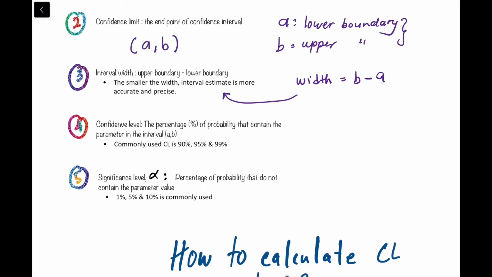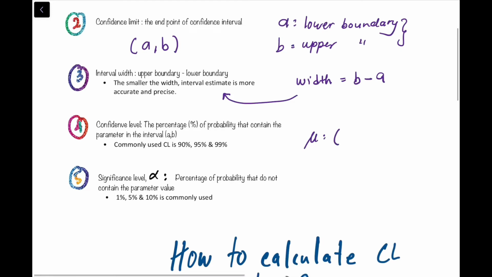For example, mu is between 10.5 and 10.9. So I say that with 95% confidence the mu will be in this interval. Okay, number 5, significance level, denoted by alpha. Significance level is the percentage of probability that the interval does not contain the parameter. It's the opposite of the confidence level. And normally we use 1%, 5% and 10%.